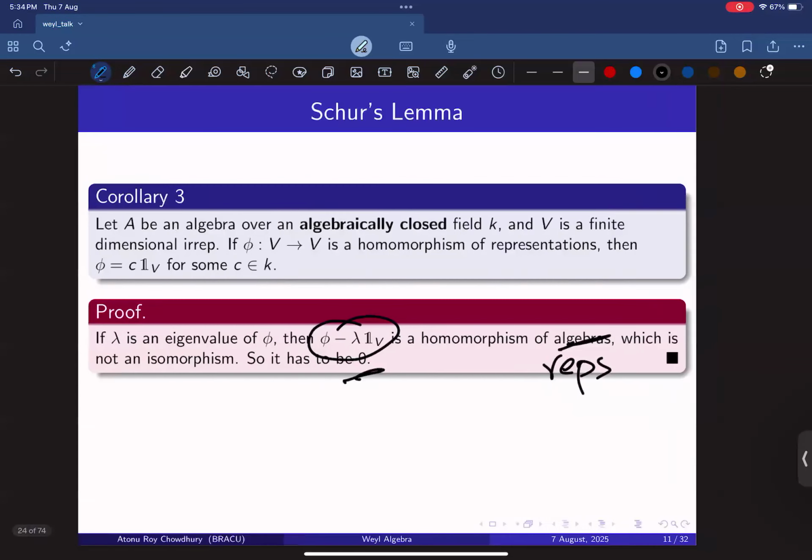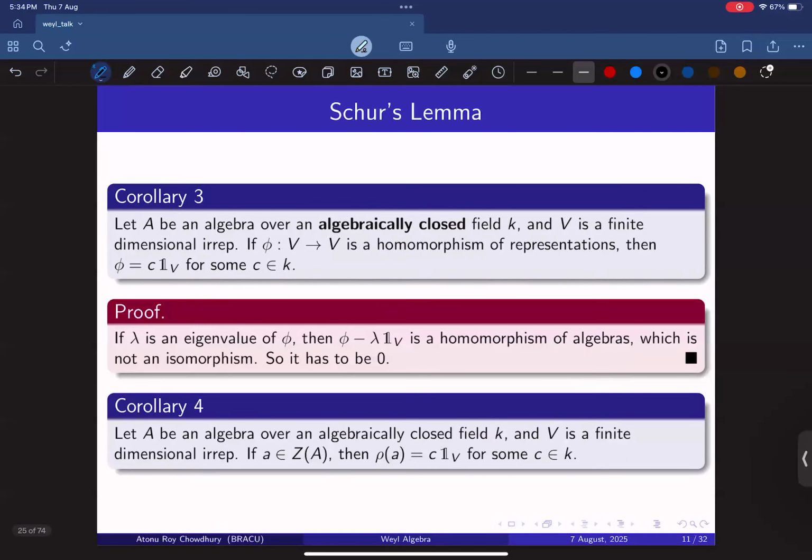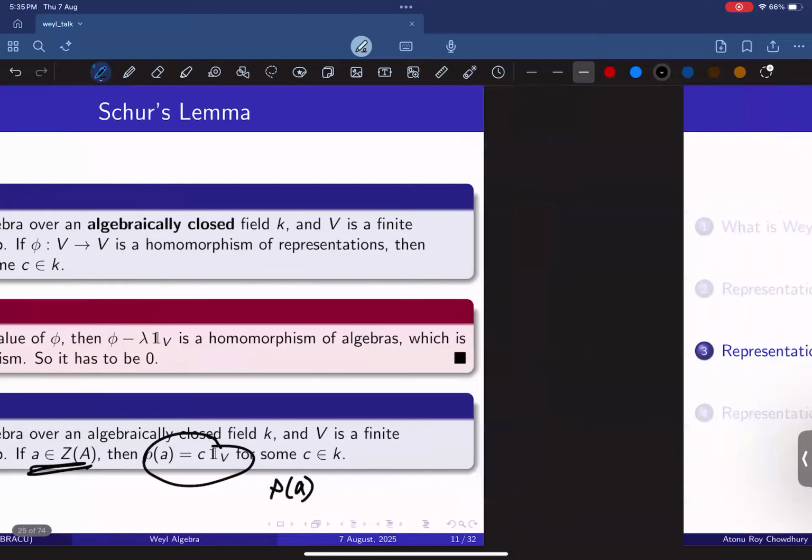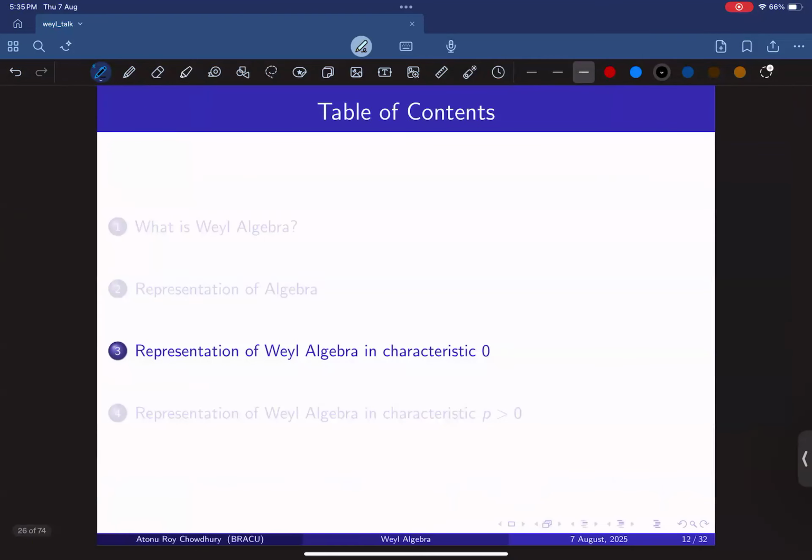And finally, we have another corollary: if an element is in the center, what is the center? The center basically consists of all the elements that commute with all the other elements. So if A is in the center, then rho of A must be a constant times identity. Why? Because if A is in the center, then rho of A is a homomorphism of representations, which follows from the previous result. So that's about it for the prerequisites.